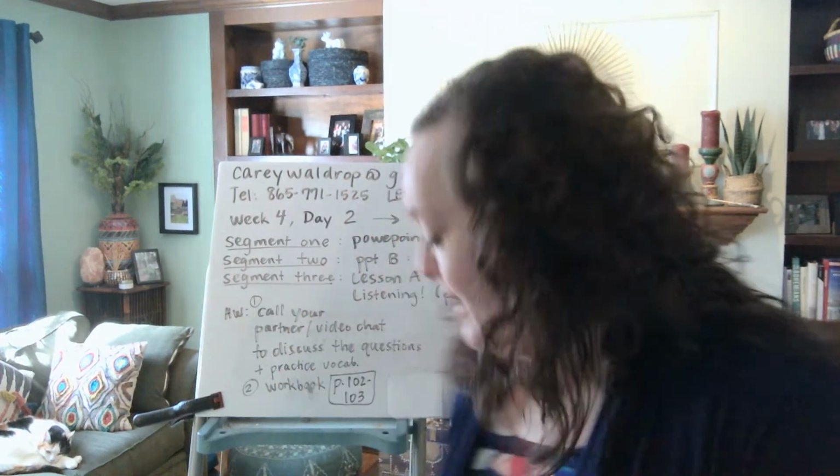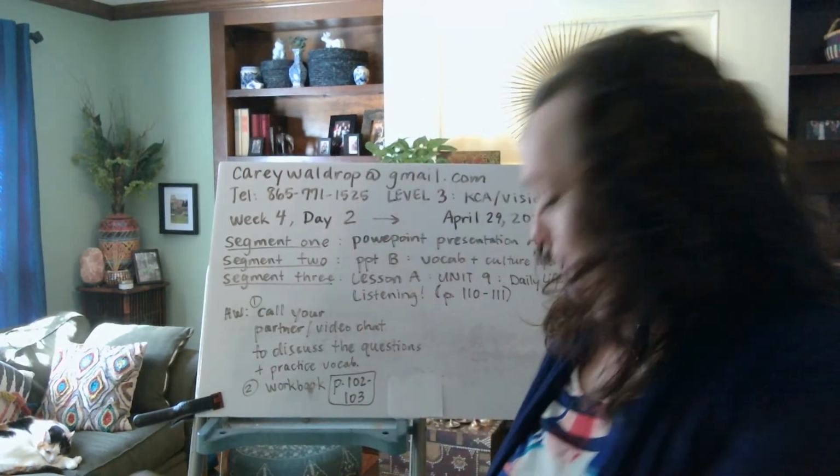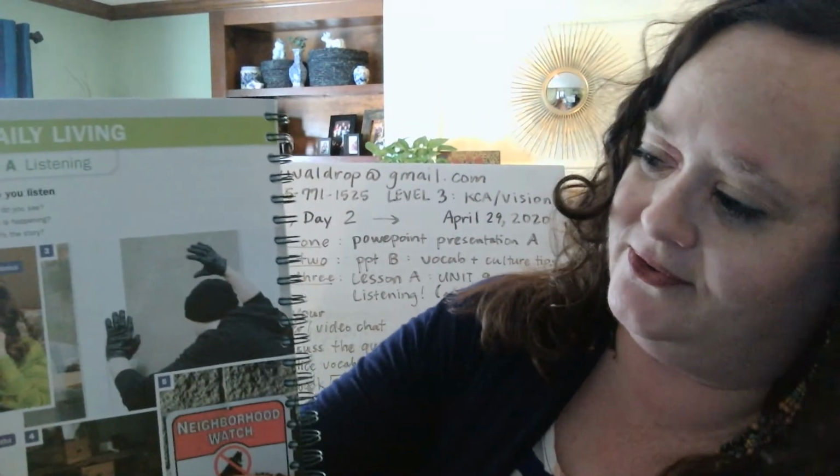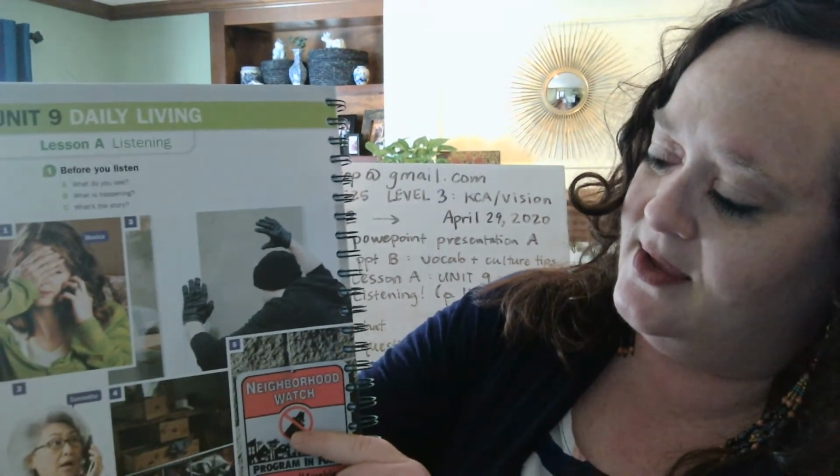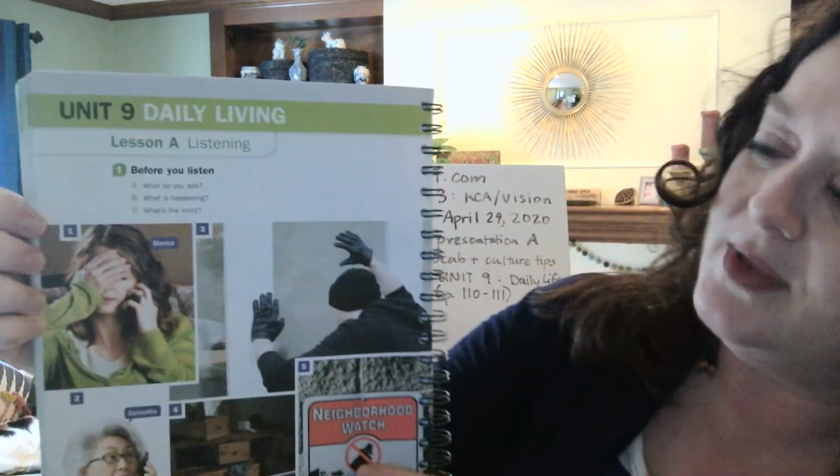So, okay, for segment 3 today, we will begin with lesson A from unit 9. If you have your green color student book ready, let's turn to page 110. So it looks like this. And we can see about 5 pictures here. Let's make some observations together.